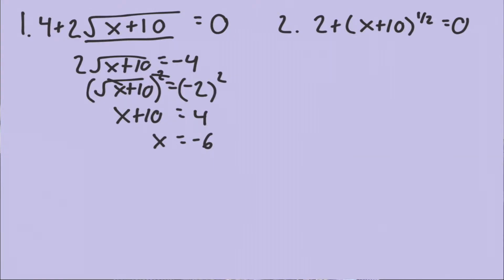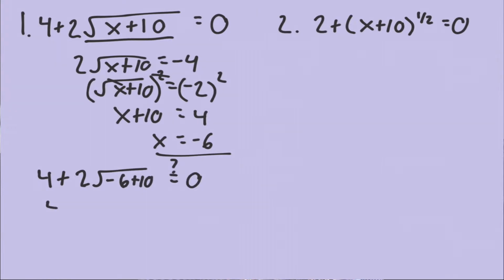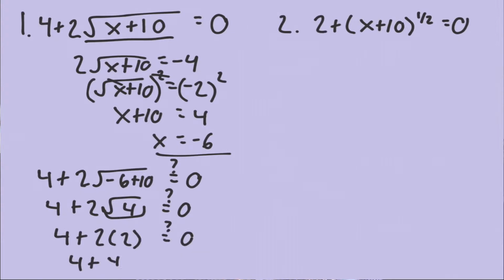Don't forget at the end, if you have an even radical in your problem, you need to check your answer. So because this was a square root, we need to plug this back in and make sure it works. So let's see if the left side equals the right when we plug in -6 for x. Does that equal 0? So that's 4 plus 2 times square root of 4. Square root of 4 is 2. And we see 2 times 2 is 4. So that does not equal 0.